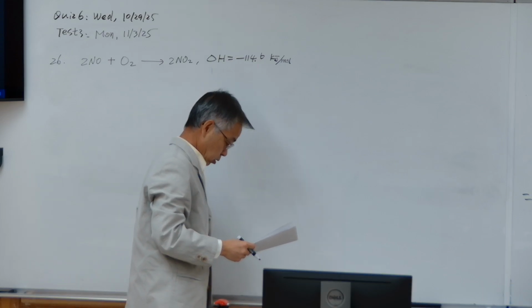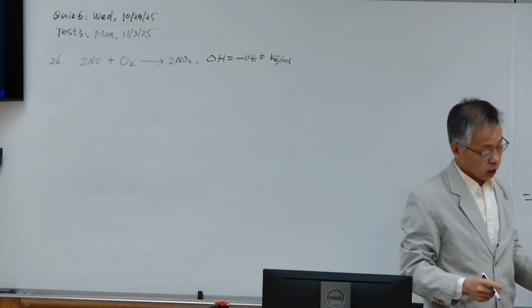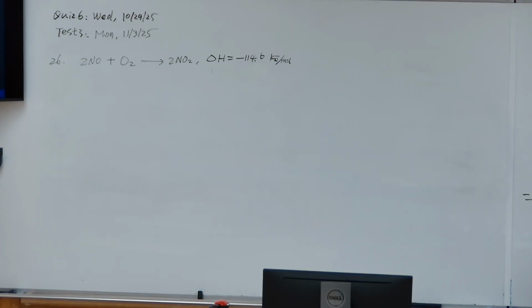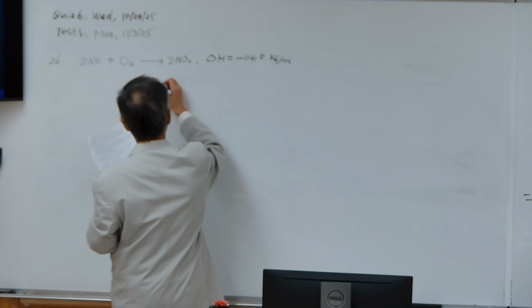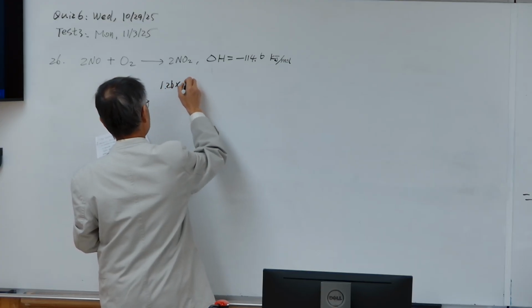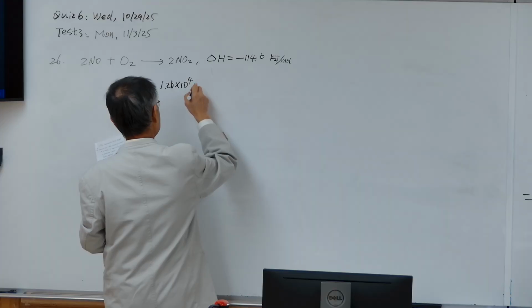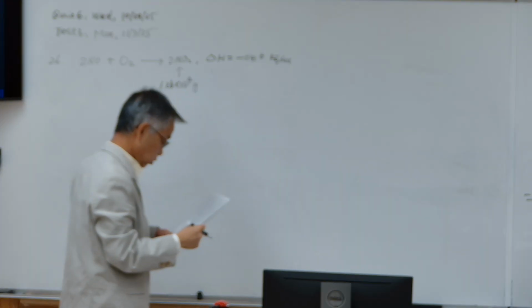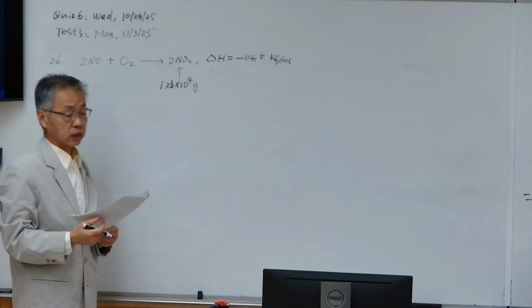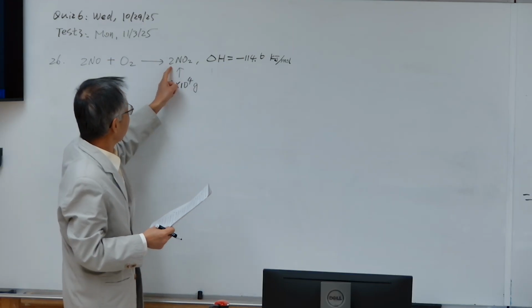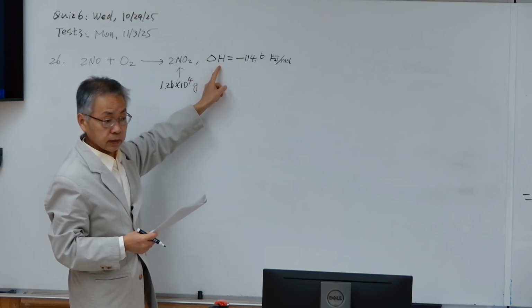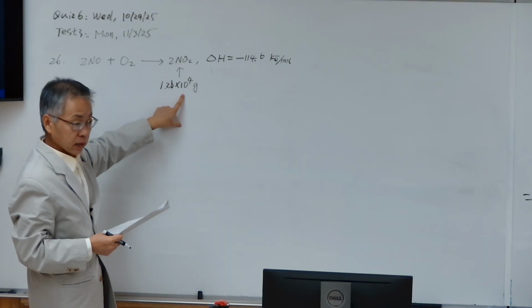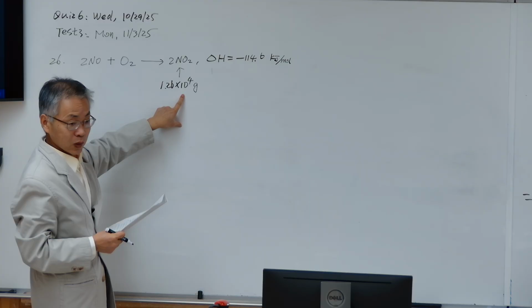Right? And it asks you how much heat is given off when 1.26 times 10 to the fourth power grams of NO2 are produced. How much heat will be given off? For this thermochemical equation, every 2 moles of NO2 gives off this amount of heat, right? Then this is mass. First, we need to convert mass into mole, right?